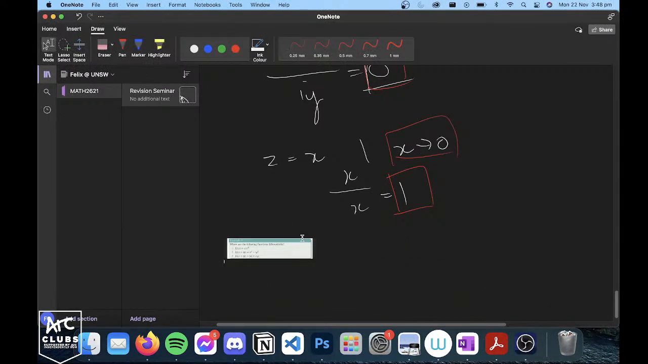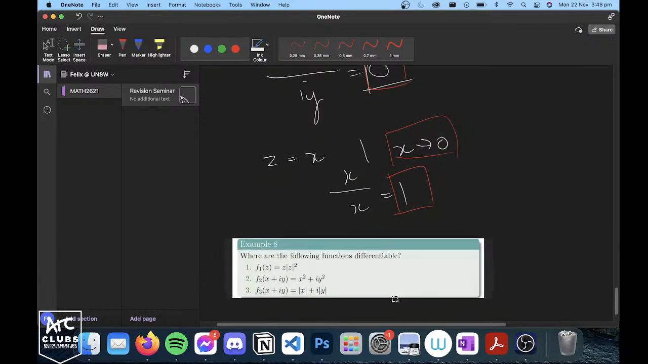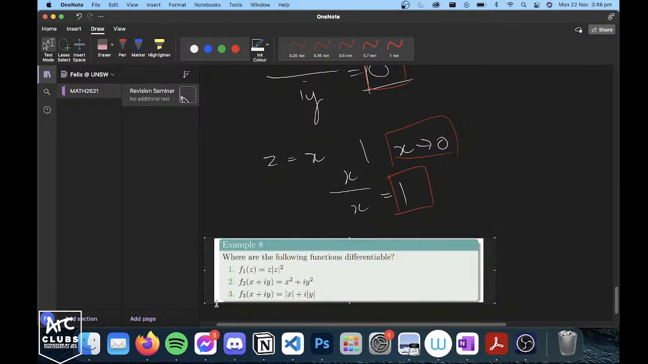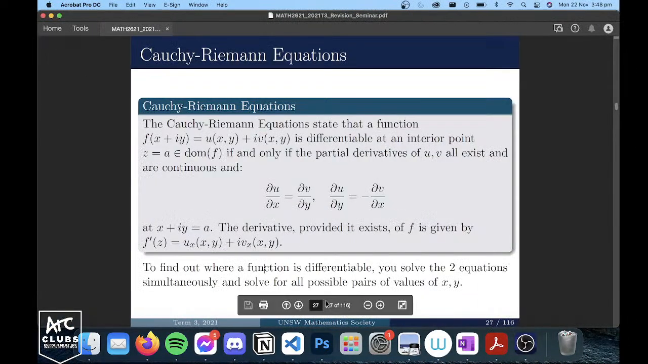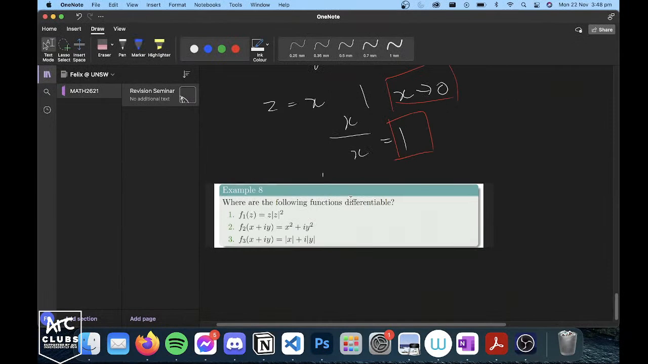Where are these functions differentiable? Well, I guess the first thing that we have to do is find out whether it is differentiable or not, or rather, where. We are only really able to use the Cauchy-Riemann equations if we separate it into x and y, the imaginary and real parts. So what we would do first of all is find what f of z is. Well, actually, find what f of x plus iy is, which is equal to x plus iy times x squared plus y squared, because that's the modulus.